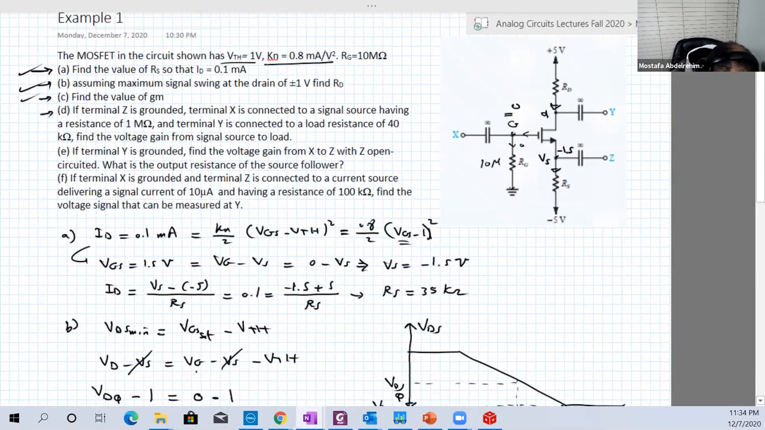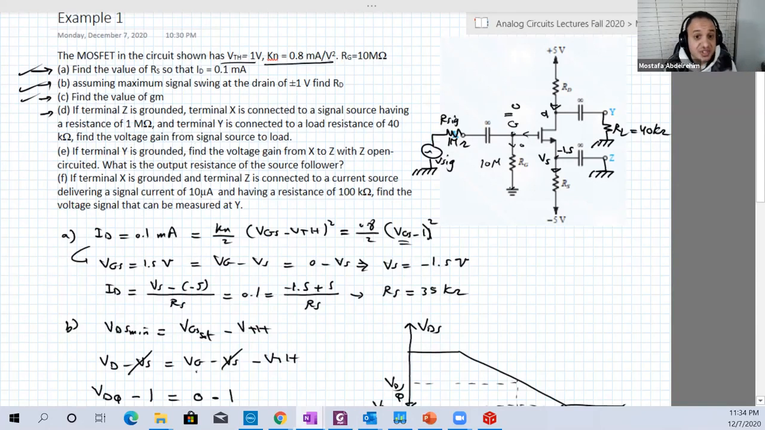Number D now. If terminal Z is grounded, so we're going to ground terminal Z. And terminal X is connected to a signal source having a resistance of 1 mega ohm. So we're going to connect here a source signal, V signal, and here is our signal resistance of 1 mega ohm. And the terminal Y is connected to a load resistance of 40 kilo ohms. So there is a load here, 40 kilo ohms. Find the voltage gain from signal source to load, which is GV, the overall voltage gain, V output over V signal.